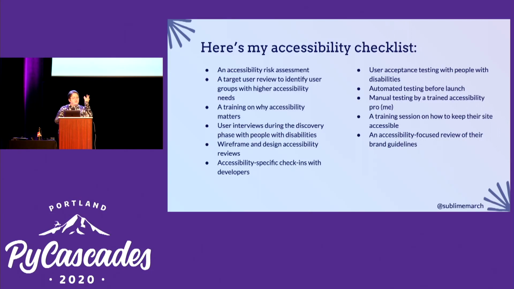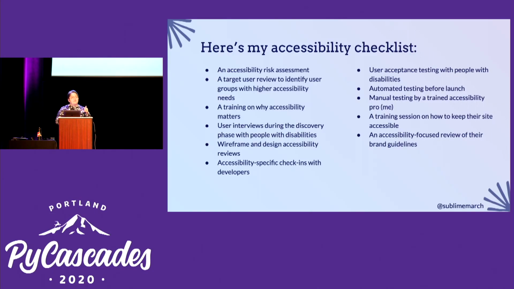Also doing user interviews, as we mentioned a minute ago. Reviewing wireframes and designs. Either your design team should be doing that themselves, or somebody external, or if you have a dedicated accessibility person like me, they should be looking at that. Accessibility-specific check-ins with developers, user acceptance testing with people with disabilities, a bunch of automated testing before launch, manual testing by somebody who is trained and a professional.